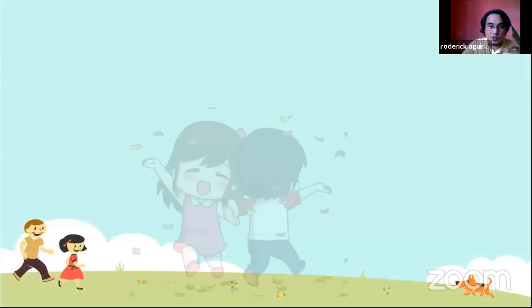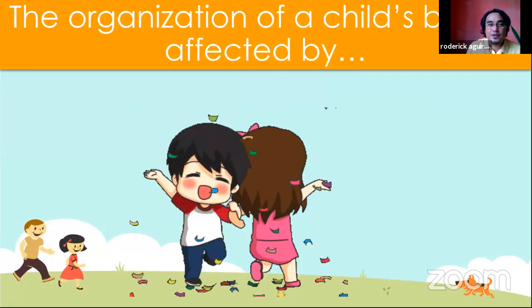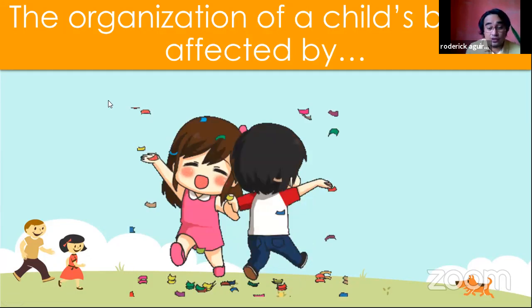All right. So let's just have some statements. The organization of a child's brain is affected by the following factors. Of course, number one, genetic, but it's not the all-determining factor of the organization of the child's brain, but it does affect. The genes do have an influence on the brain of the child.